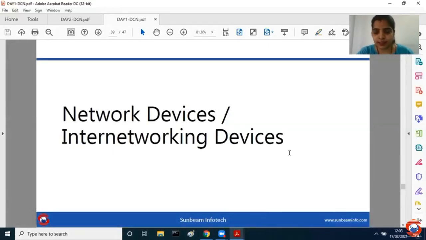So good afternoon, everyone. Let us continue with day 3 of data communication and networks and computer fundamentals. I hope you have seen the basic physical devices or physical requirements for the formation of a network. Now we will go ahead and talk about a networking device or internetworking device.